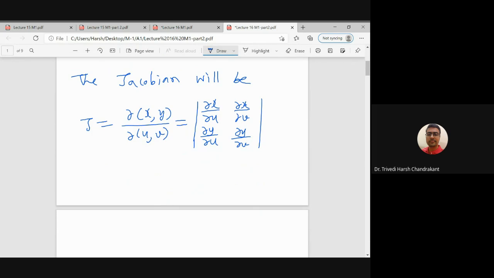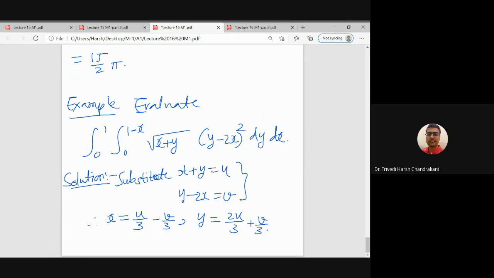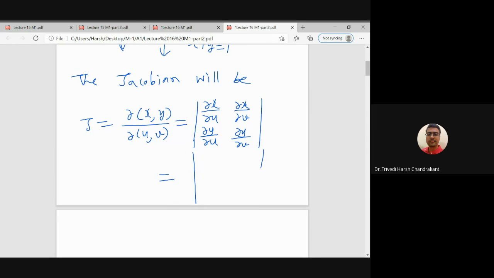So now the partial derivative of x with respect to u will be 1 by 3. Similarly, the partial derivative of x with respect to v will be minus 1 by 3, right? Similarly, y with respect to u is 2 by 3, and y with respect to v is 1 by 3. So let us substitute all these 4 values here. So we get 1 by 3, minus 1 by 3, 2 by 3, 1 by 3. And then we find this determinant. So it will be 1 by 9 plus 2 by 9. So that is 1 by 3.